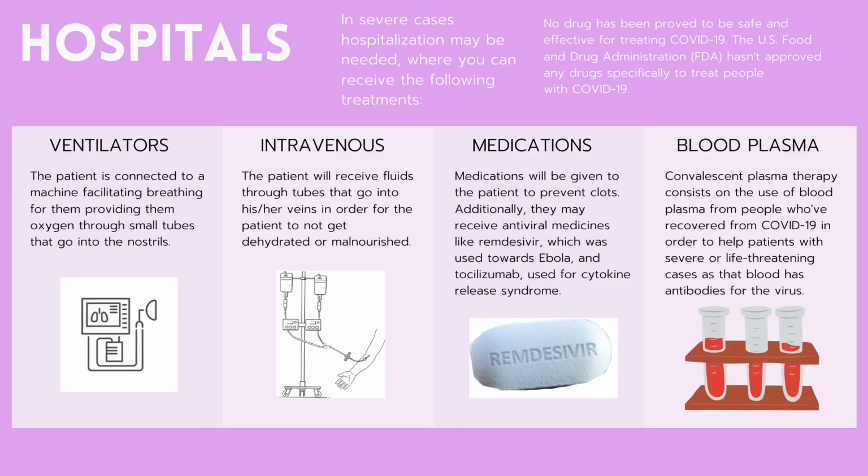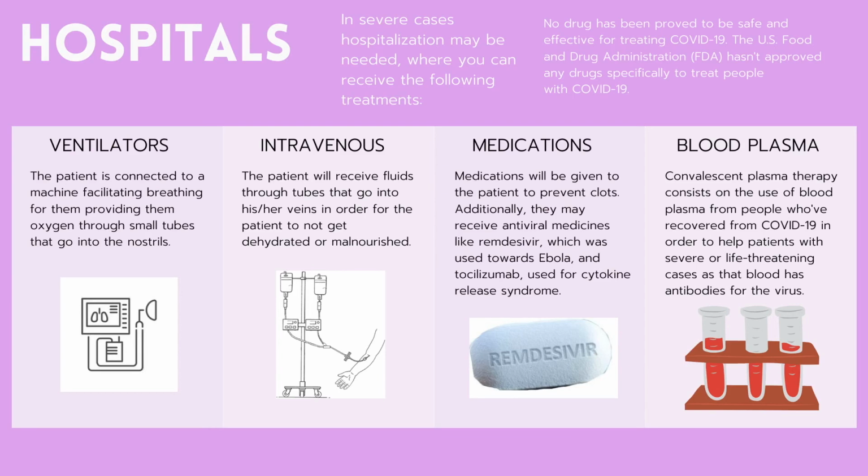Treatments. In severe cases, hospitalization may be needed, where you can receive the following treatments: ventilators, where the patient is connected to a machine facilitating breathing for them, providing them oxygen through small tubes that go into their nostrils; intravenous, where the patient will receive fluids through the tubes that go into his or her veins in order for them not to get dehydrated or malnourished. Medications will be given to the patient to prevent clots.